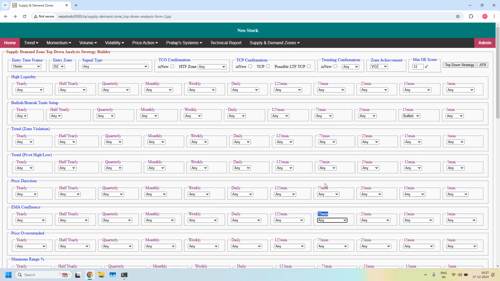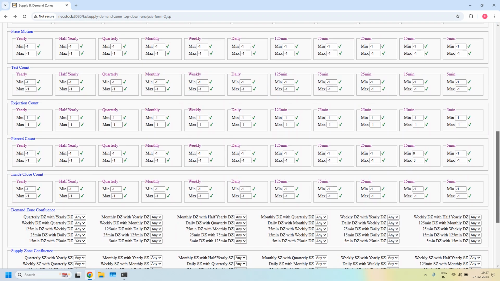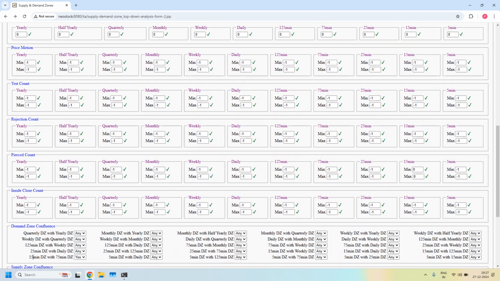I am removing EMA filter. In the demand zone confluence, we need to set 3 filters. Already first filter is enabled, that is 15 minutes with 75 minutes demand zone filter. Second filter is 15 minutes demand zone with daily demand zone confluence. Third filter is 75 minutes demand zone with daily demand zone confluence.